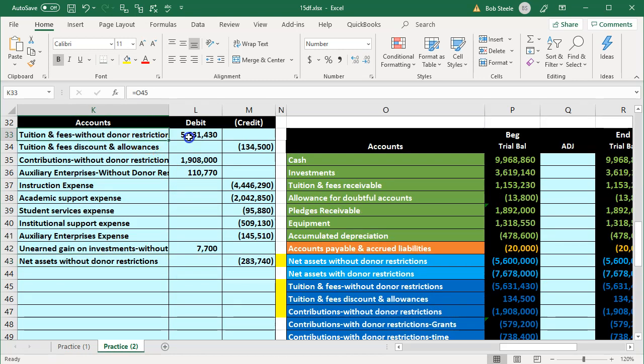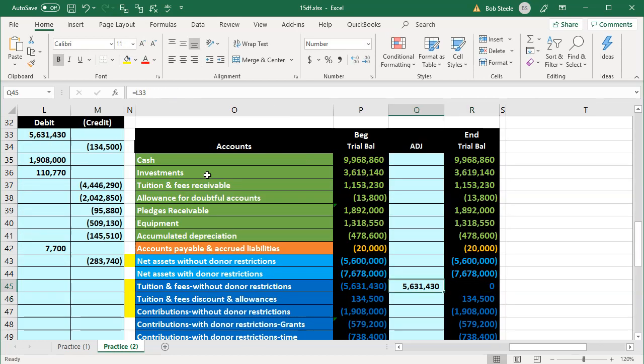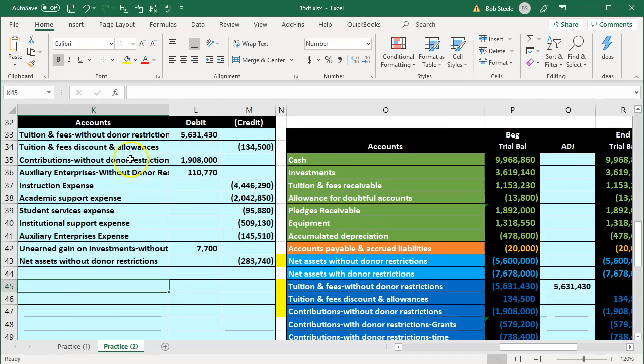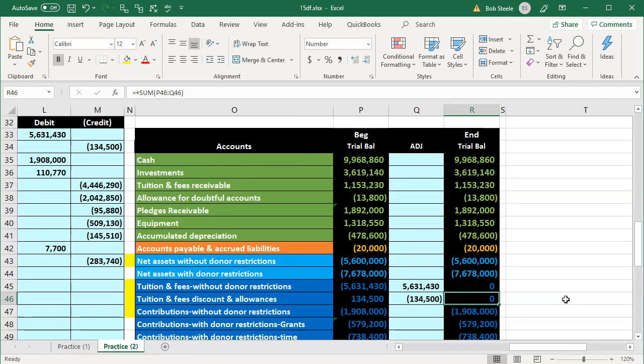We're going to the tuition and fees without donor restrictions. We'll scroll back down. We are in cell Q45 equals, scrolling back up, we're going to pick up that 5,631,430, bringing it down to 0. So that does what we expect it to do. Then we have the tuition and fees discount and allowances. That's going to be here. We're going to be in cell Q46 equals, scrolling back up to that 134,500 and enter, bringing it down to 0.